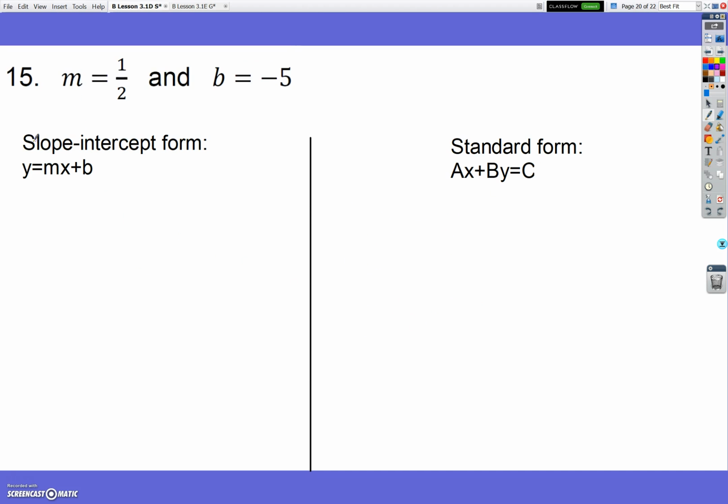Alright, now my next one, I have slope-intercept form. I have this equation. Let's go and plug in my m, and let's plug in my b. It would be y equals 1/2 x minus 5. This is slope-intercept form. Now what I want to do is convert this slope-intercept form into standard form.